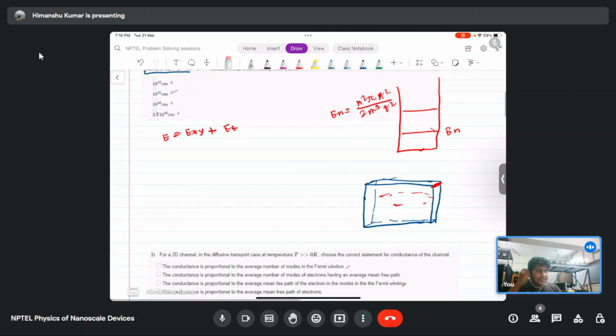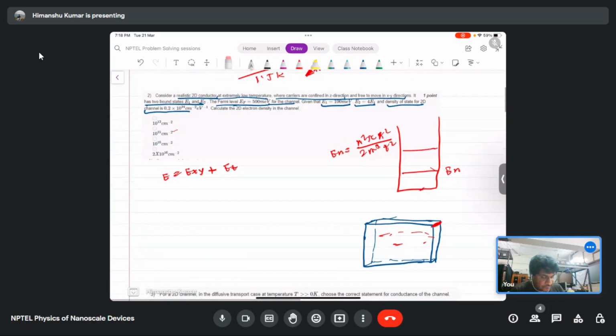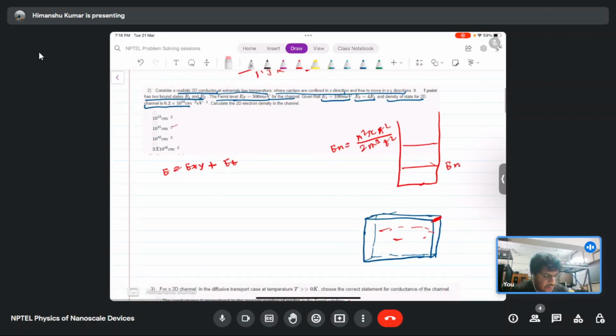Now if we calculate this, we need to take account of the total number of electrons. Basically the number of electrons Ne is the density of state Ge multiplied by f of E times dE, and you integrate this from 0 to infinity. So we need to integrate over all energy, but let's see what is the nature of this Fermi function.